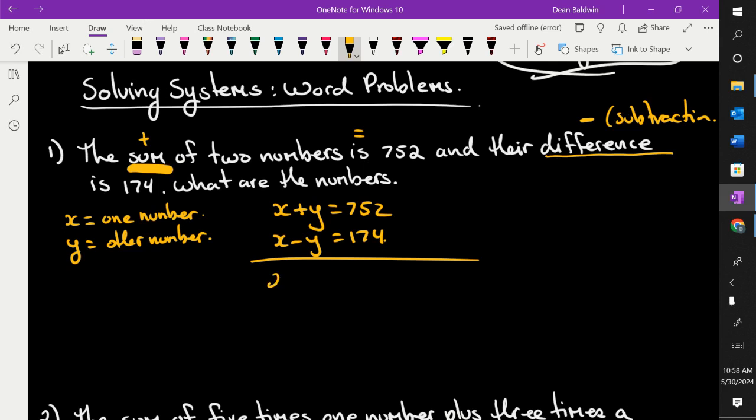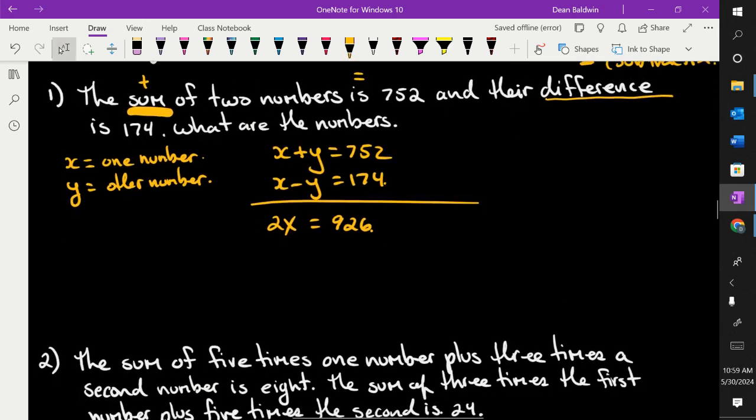x plus x is 2x. What happens to the y's? Go away. 752 plus 174 is 926. Okay, how do I get x? Divided by 2. So x is equal to 463.